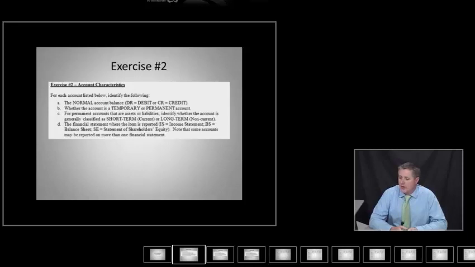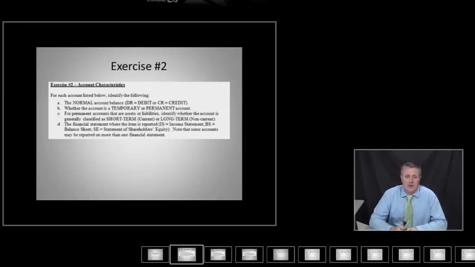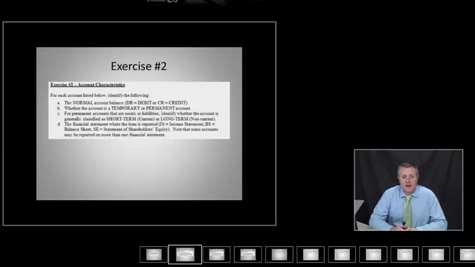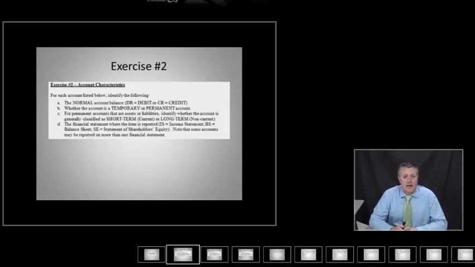Letter B, whether the account is considered a temporary account or a permanent account. And remember, the difference between temporary and permanent accounts is that temporary accounts are closed in the closing process at the end of the accounting period, whereas permanent accounts are not closed.